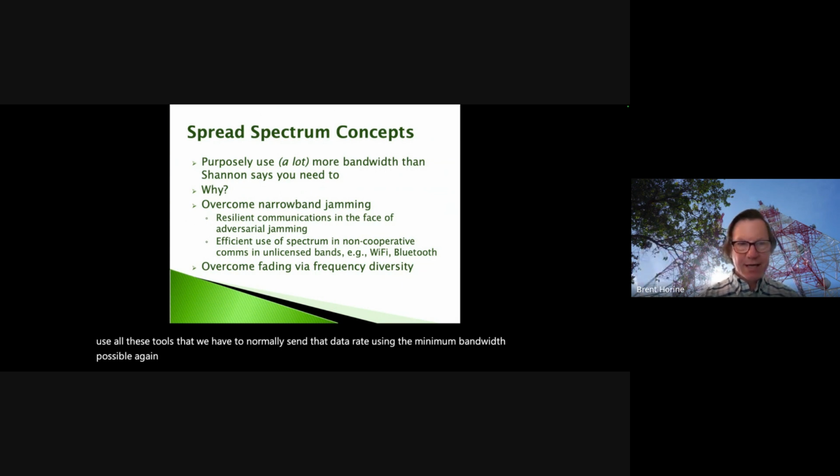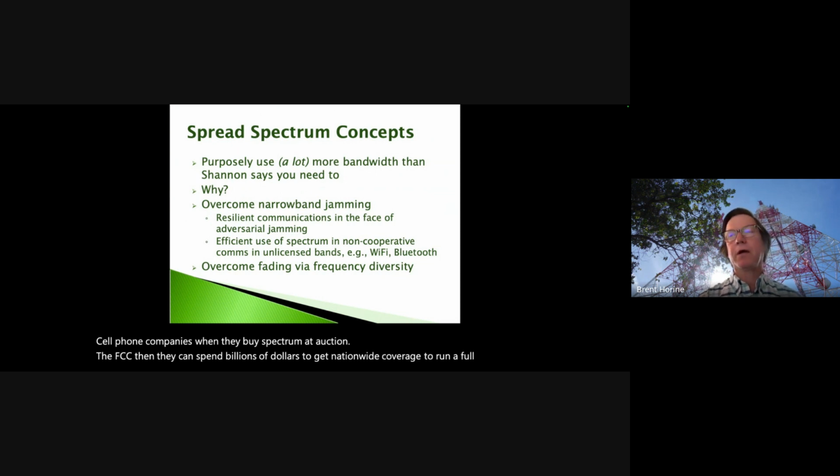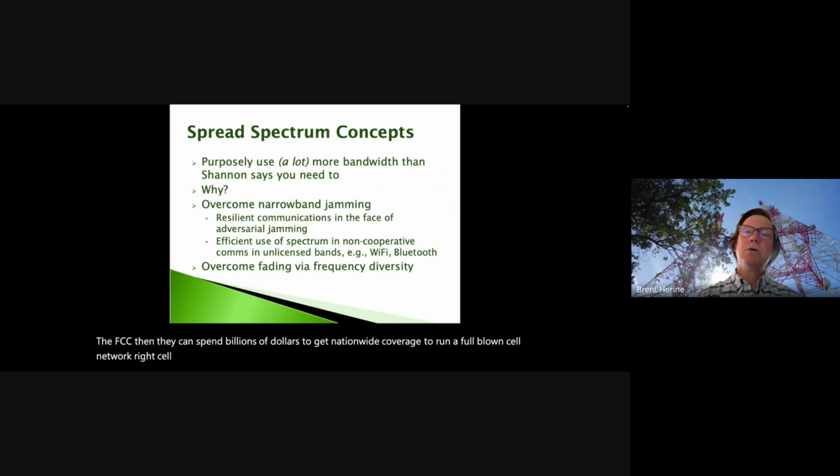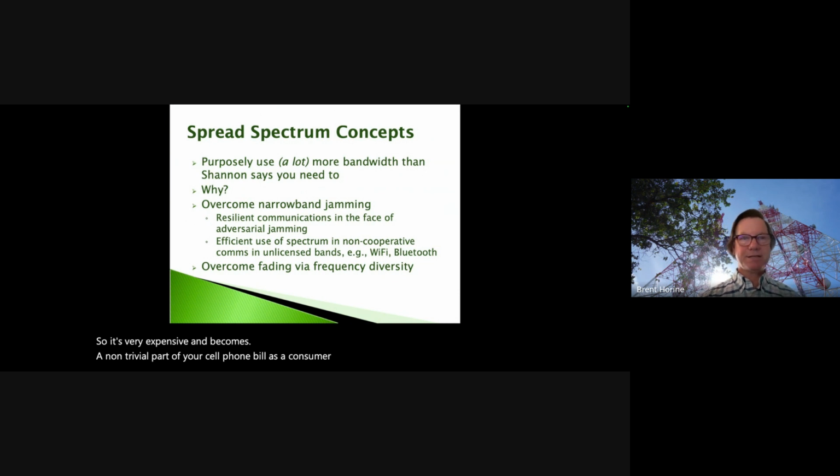Again, I'll toss out that cell phone companies, when they buy spectrum at auction from the FCC, can spend billions of dollars to get nationwide coverage to run a full-blown cell network, right? It's a cell system, so it's very expensive and becomes a non-trivial part of your cell phone bill as a consumer.